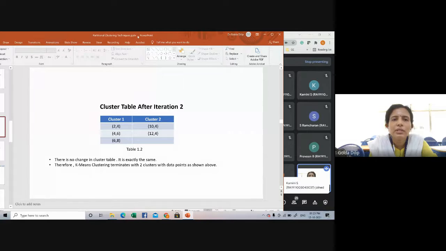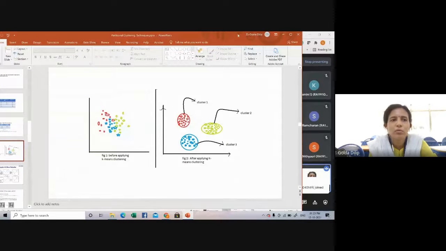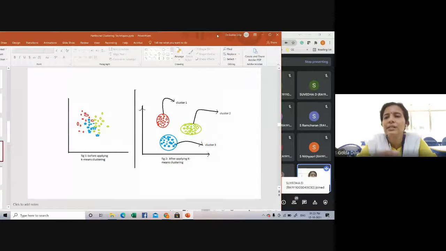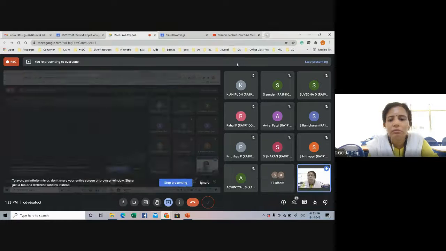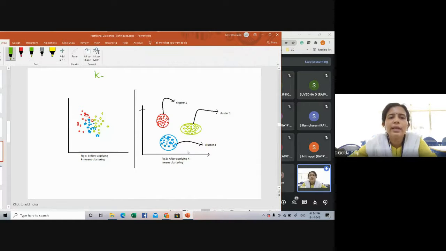Let's try. I'm not going to discuss the algorithm once again. I'll just show you a small analogy which I came across in one of the tutorial sites, which will help you to recollect what this k-means clustering is all about.